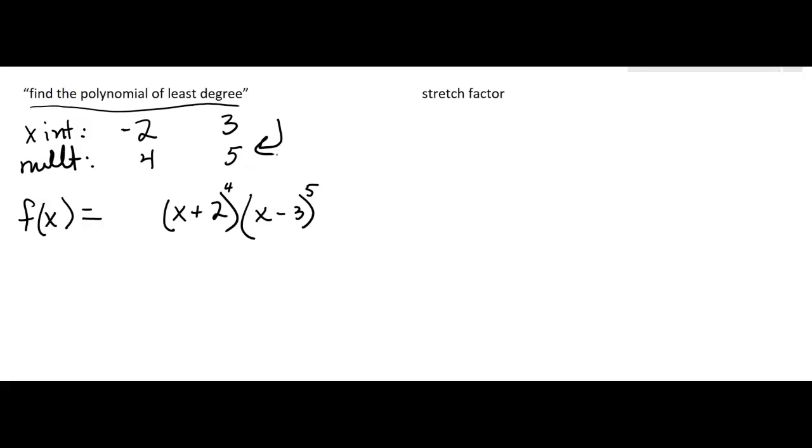The other thing we have to consider when we're given this information and we're trying to find the polynomial of least degree: there could be a factor in here that we don't know, some constant, or a stretch factor. When we talk about the stretch factor, we're talking about some constant a, where a is a real number. It's an element of the real numbers, okay? We can figure out what a is as long as we know a point on the graph. It can't be an x-intercept. It has to be another point on the graph.